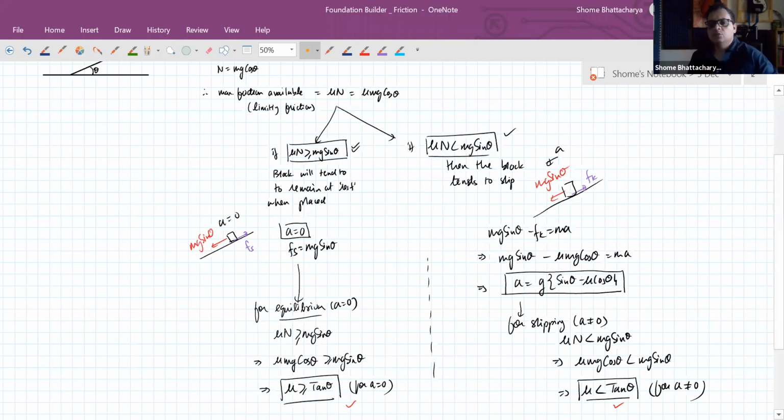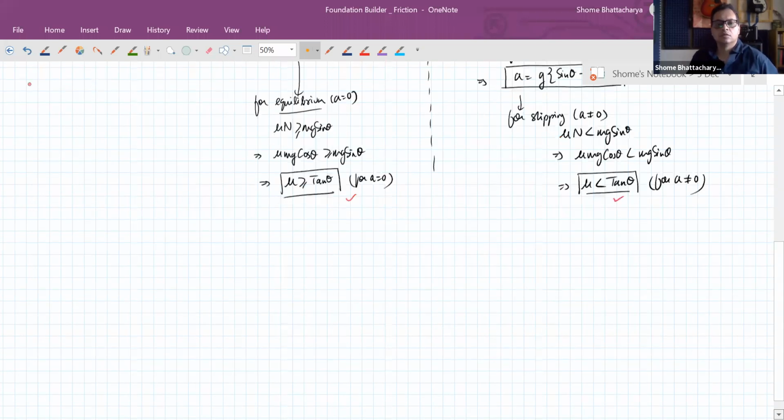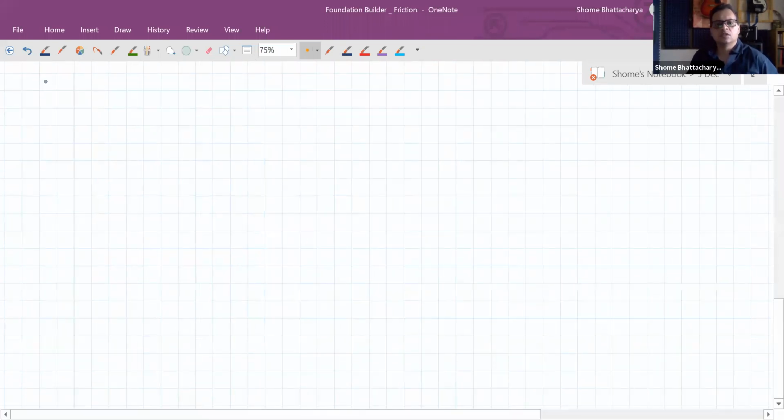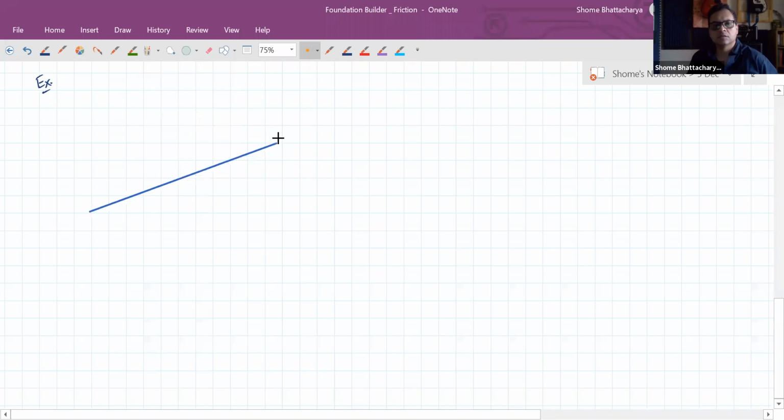Okay. Very soon we'll discuss a concept called angle of repose based on this. But first, let's understand how we can incorporate this in direct problems. So for example, suppose we are given two situations like this. In one case, the angle of inclination is, let us say, 37 degrees. In this case, the angle of inclination is, let's say, 45 degrees.